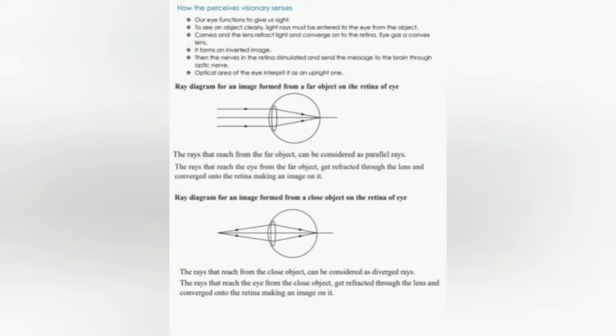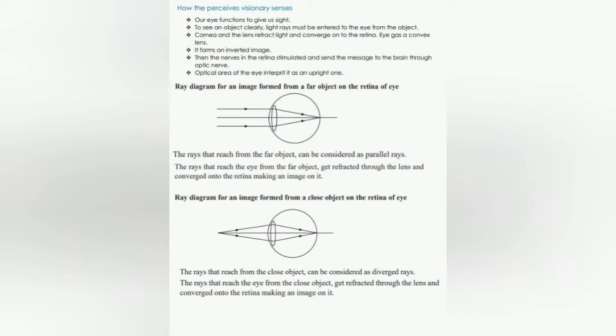To see an object clearly, light rays must enter the eye from the object. Cornea and the lens refract light and converge it onto the retina. Eye has a convex lens. It forms an inverted image. Then the nerves in the retina are stimulated and send the message to the brain through the optic nerve. The optical area of the brain interprets it as an upright one.